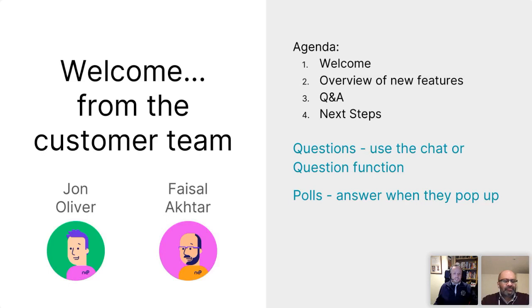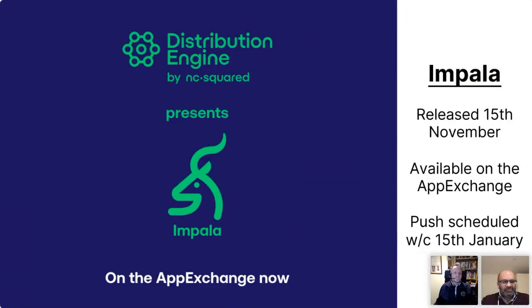And before we jump into the features in detail, just a recap on why we're here today. So the latest version of Distribution Engine by NC Squared is called Impala. It was released on the 15th of November, so you may already be using it. The upgrade is seamless and preserves all of your configuration and settings. It's available on the App Exchange already, and it's available to install at no additional cost to our customers. So you can choose when to update, but please remember we will start to push this to customers from the week of January the 15th.